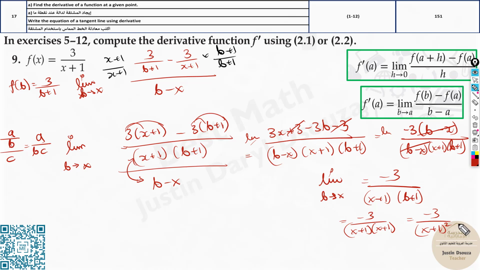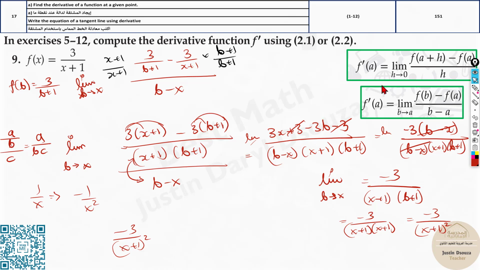So this is the answer. And yes, that will be the answer because it's like 1 by x. The derivative formula of 1 by x is minus 1 by x squared, but instead of 1 by x, we have x plus 1, but the same thing: minus 3 divided by x plus 1, this whole thing squared. So that is the solution.